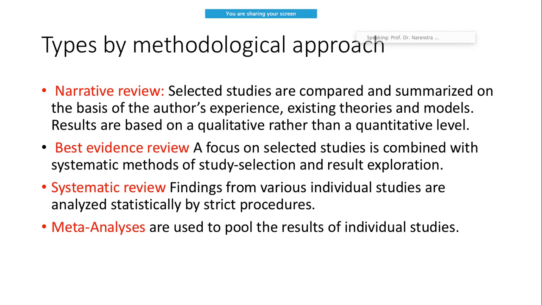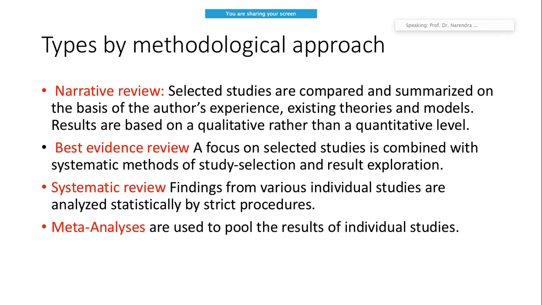On the type of methodological approach, you can divide it into several parts. One is called a narrative review. In a narrative review, the selected studies are compared and summarized on the basis of, of course, the authors' or the author group's experience. They try to tell about the existing theories and models, and you put it up in a qualitative model rather than a quantitative model.